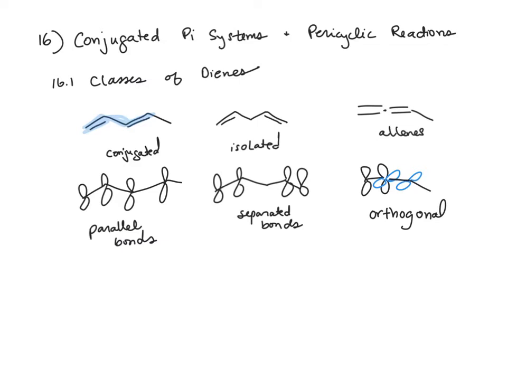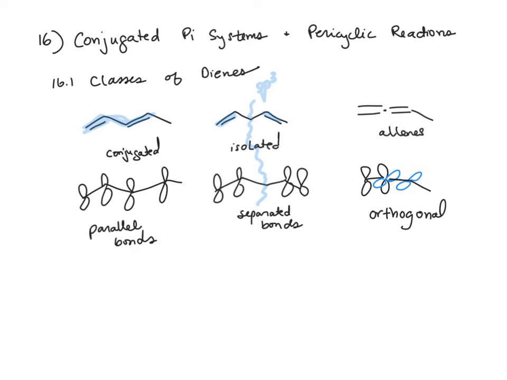In the second system, we have an sp3 hybridized carbon that is separating the sp2 hybridized carbons, and therefore this carbon that's separating them is keeping them from being in electronic communication or conjugation with each other, and we can consider these as isolated pi bonds.